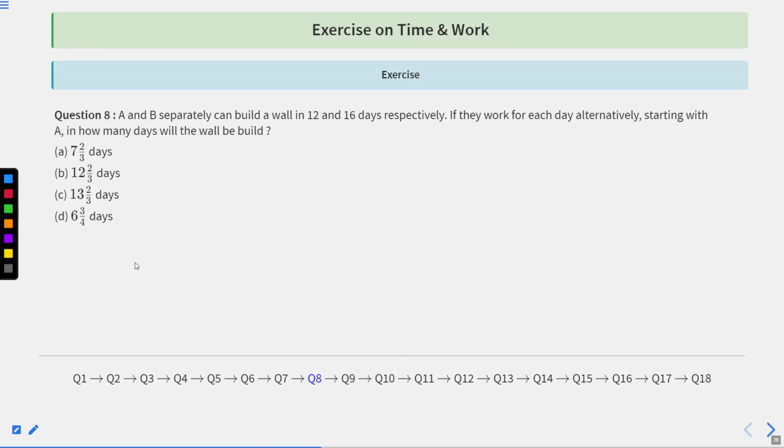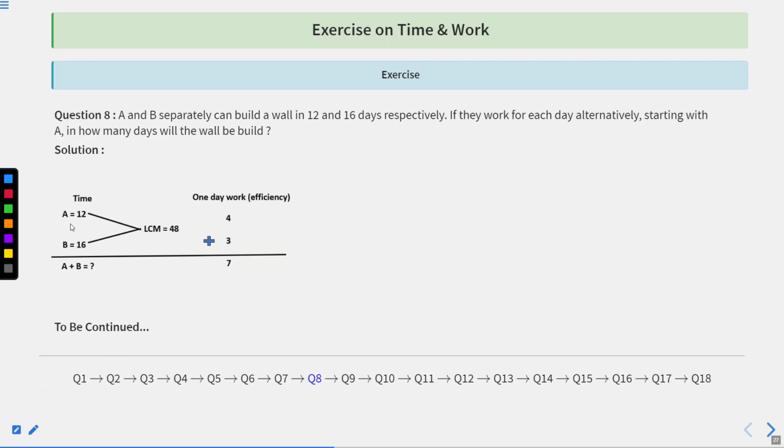Let us now have a look at question number 8. A and B separately can build a wall in 12 and 16 days respectively. If they work each day alternately starting with A, in how many days will they be able to build the wall?